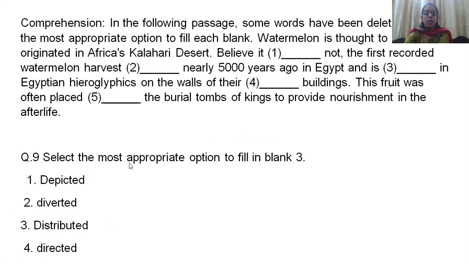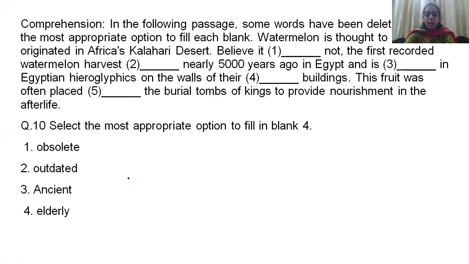Now, the third blank over here: nearly 5,000 years ago in Egypt and is dash in Egyptian hieroglyphics on the wall of their dash building. Is depicted, is diverted, is distributed, or is directed. Generally, students, the word that should come here means that it has been seen or observed. So for seen or observed, the correct word that goes here will be depicted. Depicted, demonstrated, seen, observed, all these are similar.